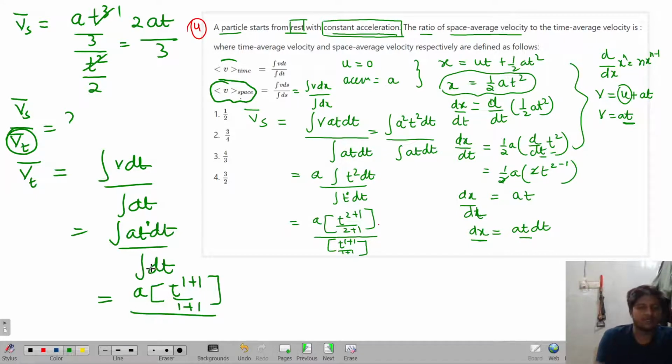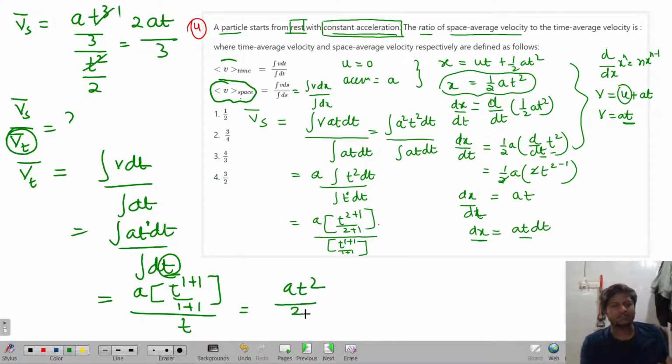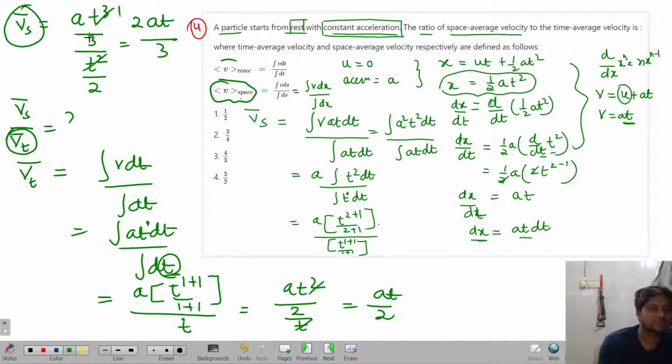Now I have told you the formula of this. Let's suppose only this dt is there, then the variable will be the answer. Integral dt is there, so this variable will come out as the answer. So t comes as the answer. This is a t square divided by 2, divided by t, t is cancelled, and the answer is at by 2. So what did you get? Velocity in space is 2at by 3. What did you get? Velocity of time average is at by 2.